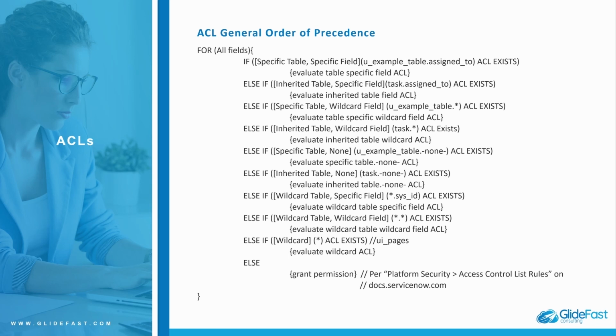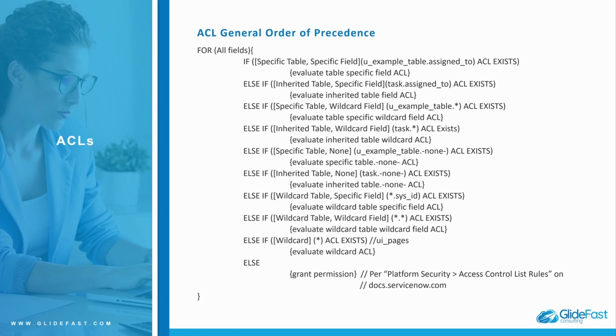If it does not find the specific table.none ACL, it will then look for an inherited table.none ACL. If it does not find that, it will look for a wildcard table.specific field, such as star.sys_id.